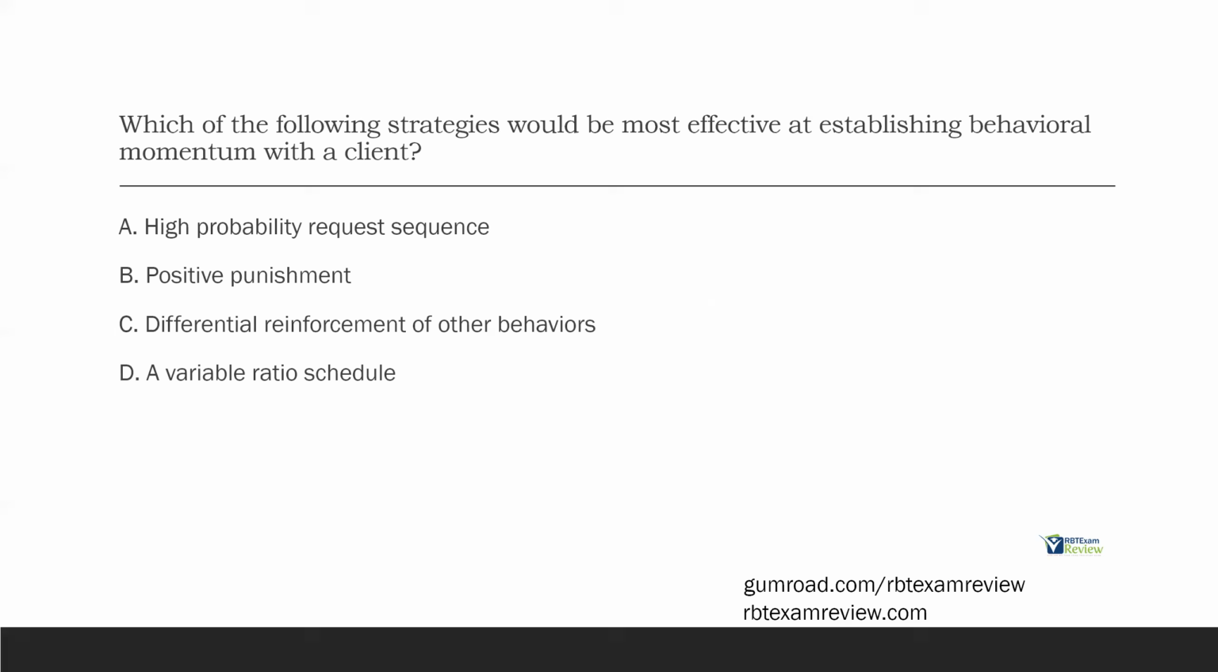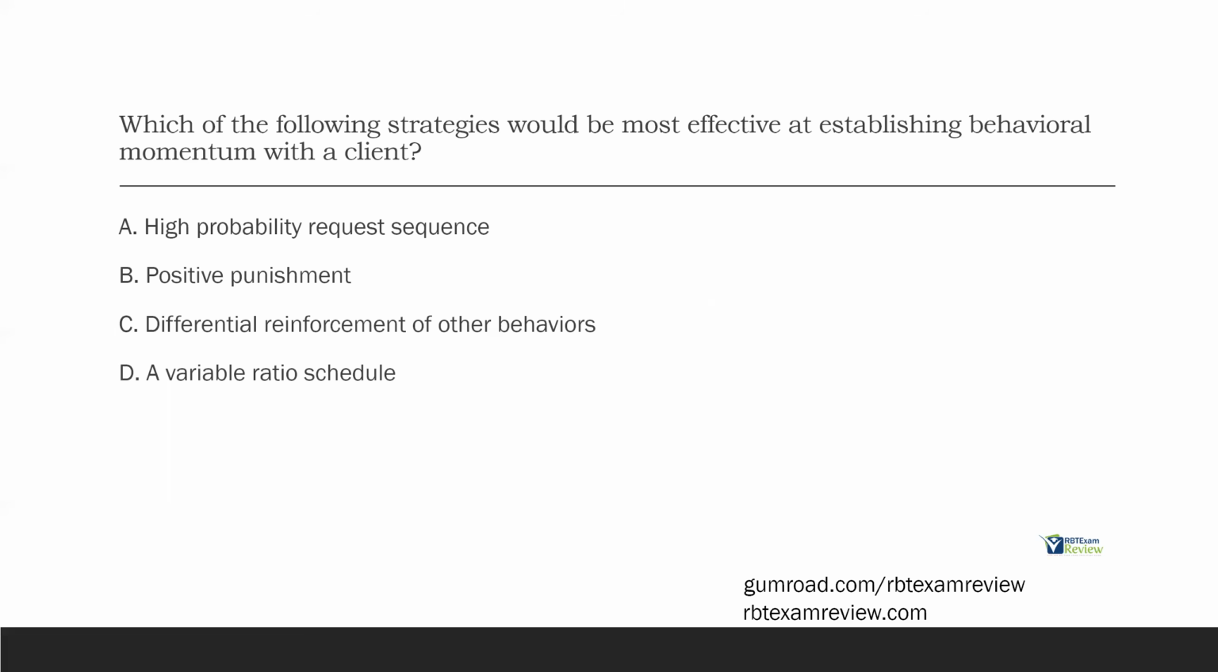So this high probability request sequence is referred to as the high P, low P sequence. High probability request sequence is what? That's when we ask our client to make responses that are known and that are easy. And then once they've done 2 or 3, we follow with what we actually want to see, which is the harder response. So we build momentum with the easy responses, and then we introduce the difficult response. So to establish behavioral momentum, high probability request sequences are fantastic. So A looks really good.